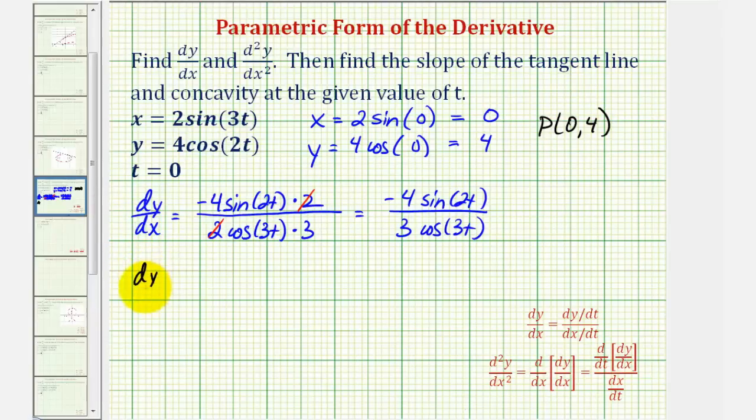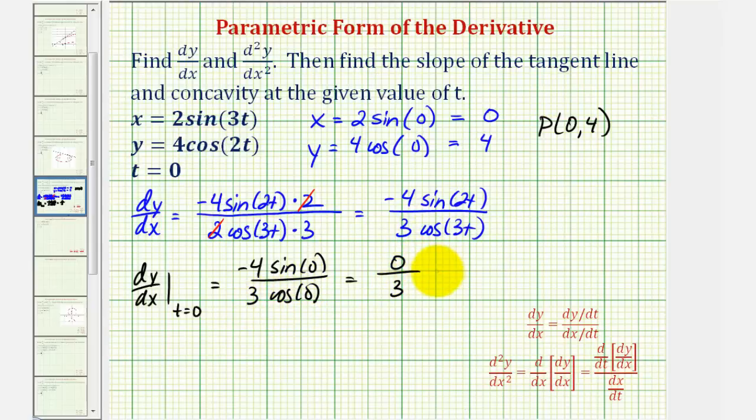So dy/dx evaluated at t equals 0 would be negative 4 sine 0 divided by 3 cosine 0. Well, again, sine 0 is 0, so the numerator would be 0. The denominator would be 3 times 1, since cosine 0 is 1. Well, 0 divided by 3 is equal to 0, which means the slope of the tangent line at t equals 0, or at this point, would be 0, meaning we have a horizontal tangent line.